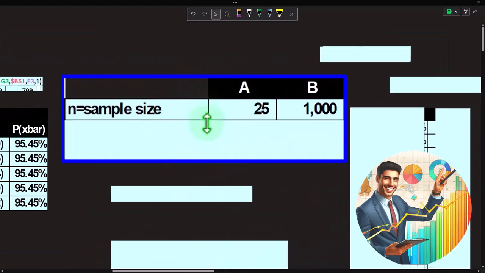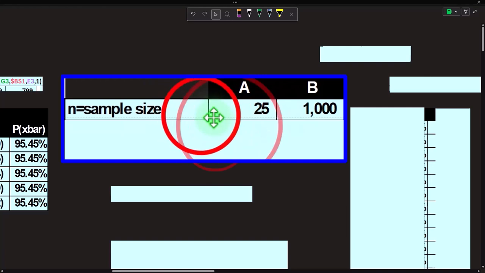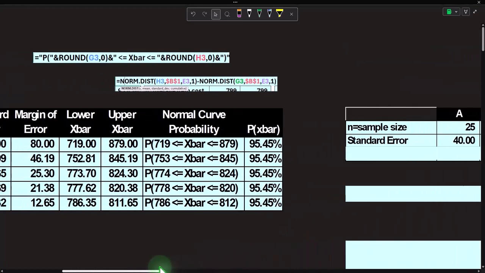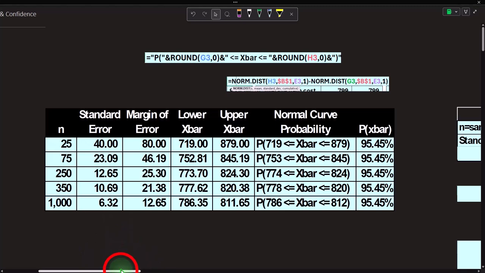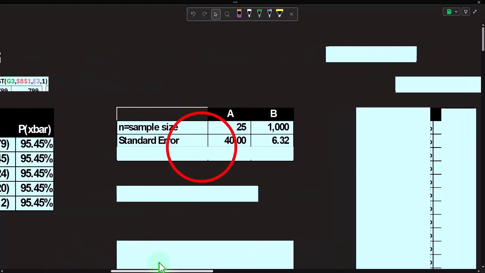Okay. So let's imagine that we populate our graph information now to see a visual example of this. So we do this in Excel where we're going to graph two lines. If you want to see how you build that out in Excel, you can check that out in another course or section. But here we're just going to say A is going to be 25 and B is 1000, the standard error. So what we're doing is we're taking N. We put a formula into Excel to say, hey, look, if N is 25, then pull the proper standard error over. So 25 pulled over the 40 and 1000 pulled over the 6.32 for the calculation.